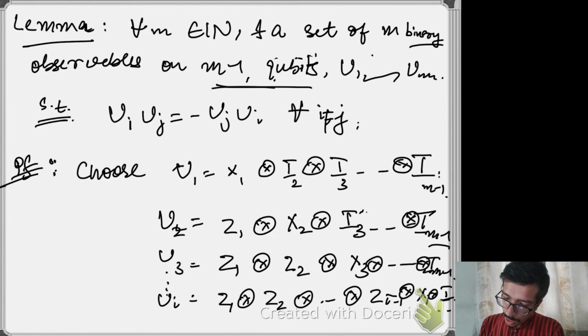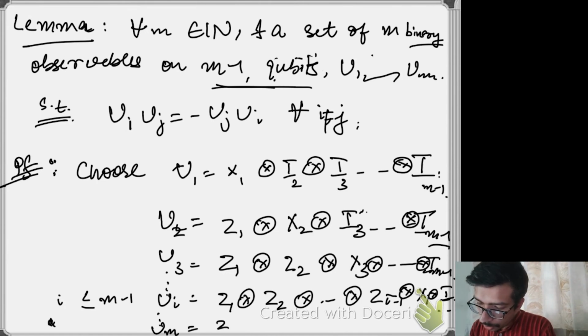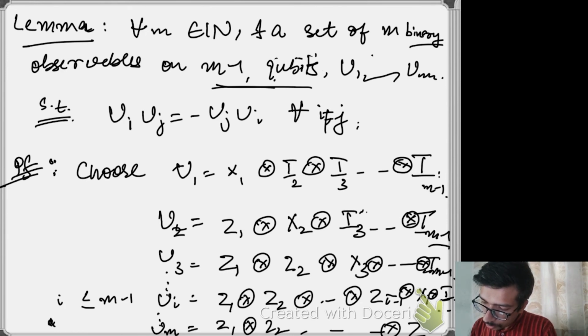This is for i less than or equal to m minus 1, and for i equals m, how do I define um? It will be z on all of these. So it will be z1 tensor z2 up to zm.